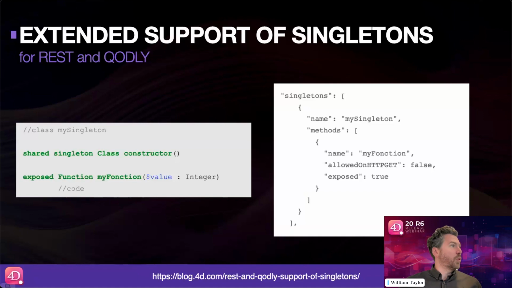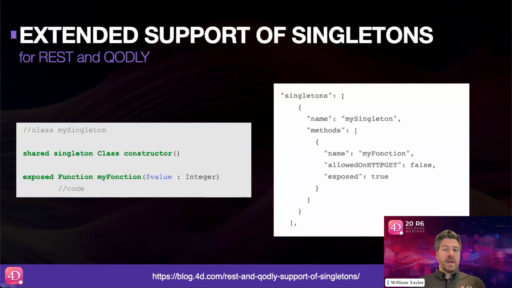The next thing is extended support of singletons for REST and Qodly. As you know, a singleton design pattern creates a single instance of a class that is accessible through your application. This approach provides numerous benefits, including serving as a host for something like interprocess variables, which have kind of fallen by the wayside recently, acting as a utility class like a logger, and providing a foundation for the factory design pattern. A factory creates things. I went over it last webinar, and many other things.